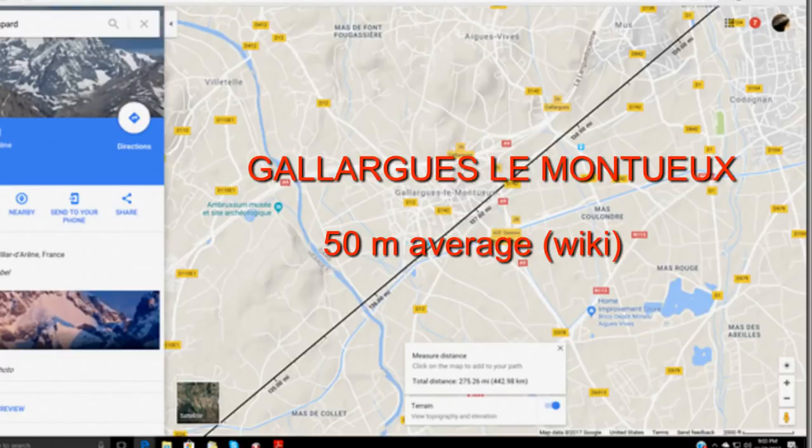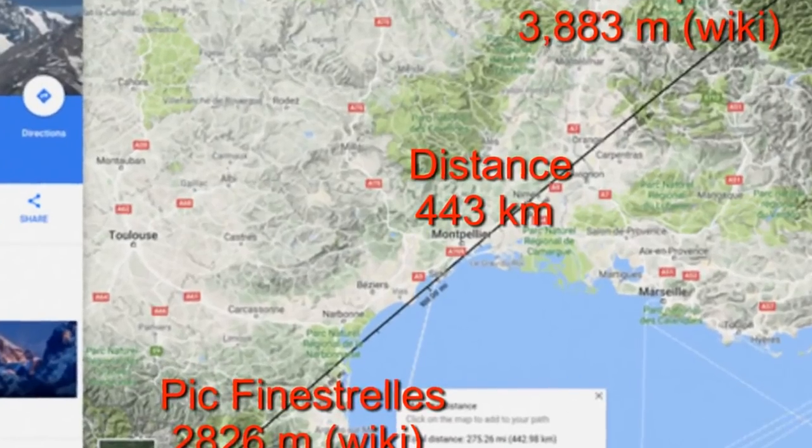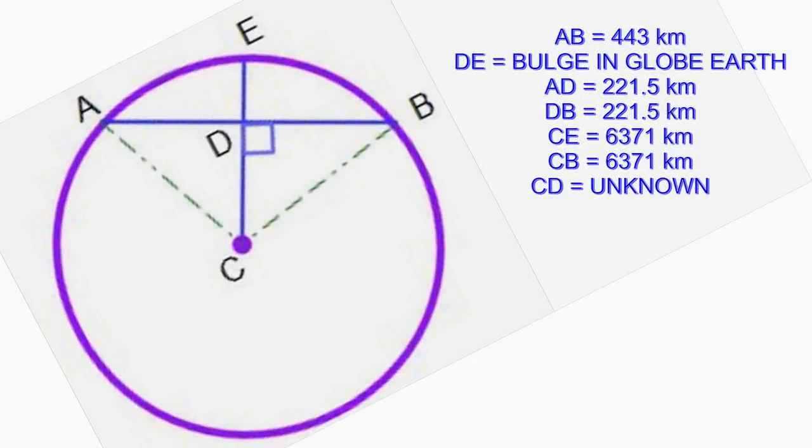This would be 221.5 kilometers from each mountain. Its elevation is 50 meters average per wiki. Now let's calculate the bulge height between the 2 mountains on the fictional globe Earth. AB is the distance between the 2 mountains, 443 kilometers. AD is half the distance, 221.5 kilometers, and DB is the same, half the distance, 221.5 kilometers.